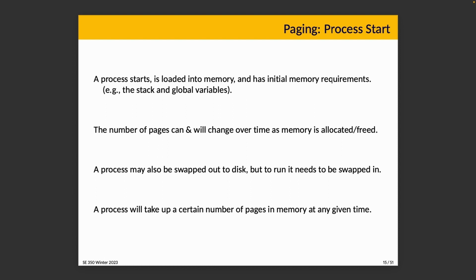So we have instructions, we have a default amount of space for the stack, we have some global variables, we have other stuff. All of that gets created. So we create the number of pages that are necessary to contain it. Over time, the number of pages can and will change as memory is allocated or freed. If we need to allocate more pages, we'll do that. If we need to deallocate pages because the memory that was in there is no longer needed, that's perfectly fine.